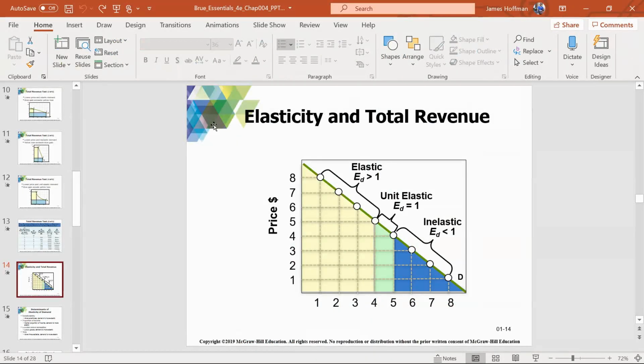Okay, so that's the gist of the total revenue test. Any questions on what we did here?